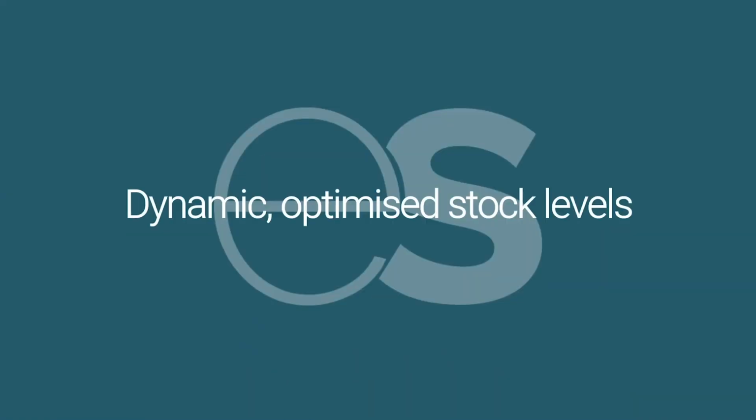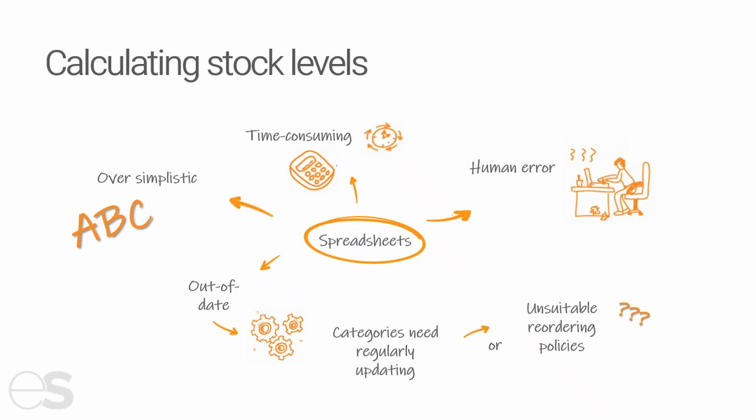Okay, so next we're looking at optimizing stock levels. Working out which stock items to order in and what to carry and in what volumes can be extremely time consuming, especially if you're doing it manually.